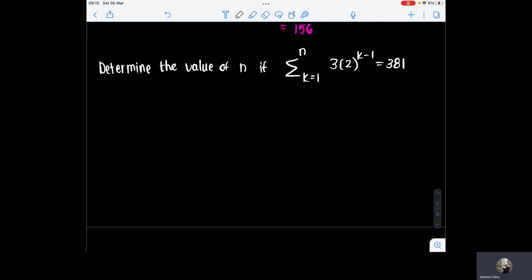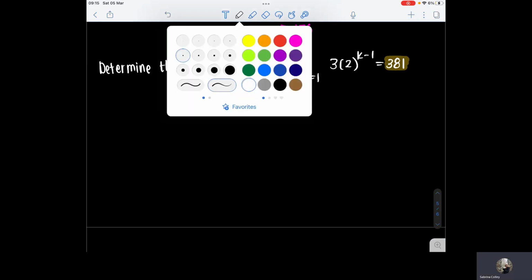Okay. All right, so let's have a look at this. Basically what they're asking me for is this n. The last term, they've given me the answer. They're saying if I add up all the parts of the sequence, I'm going to get 381 until the last term. Okay, so let's find out now what our n is.